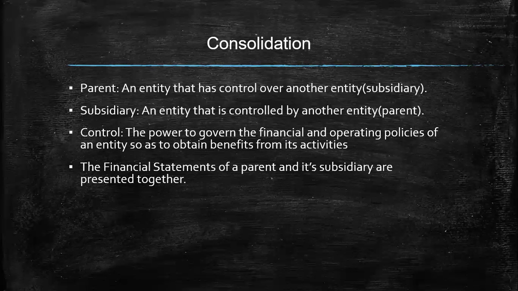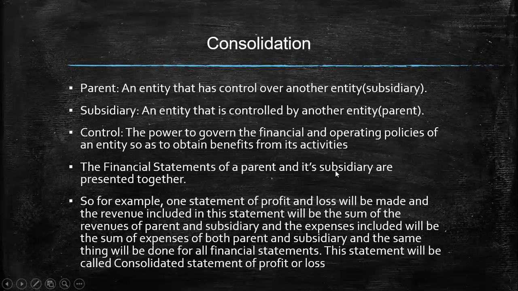That is what we mean by consolidation. You have to take the statement of profit and loss of the parent and you have to mix it with the statement of profit and loss of the subsidiary. You have to put together the values and present the values as if they are the values of one company. So for the parent and for the subsidiary, you have to collectively present one statement of profit and loss. The revenue included in this statement will be the sum of the revenues of the parent and the subsidiary, and the same goes for expenses as well.